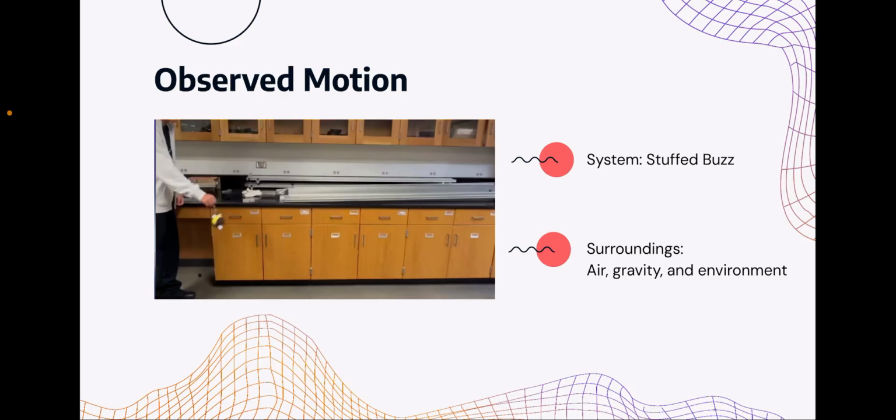For the real experiment, I threw the stuffed Buzz toy and recorded its motion using the Tracker software. The system in this setup is the stuffed Buzz itself. The surroundings are the air, gravity, and environment around it. Tracker allowed me to get position and velocity data from the video, which I later compared to my simulations.